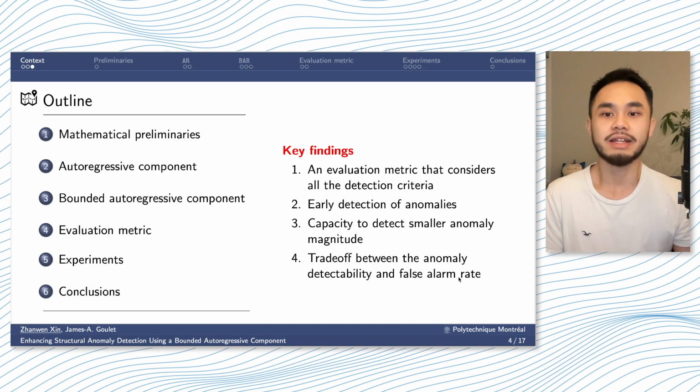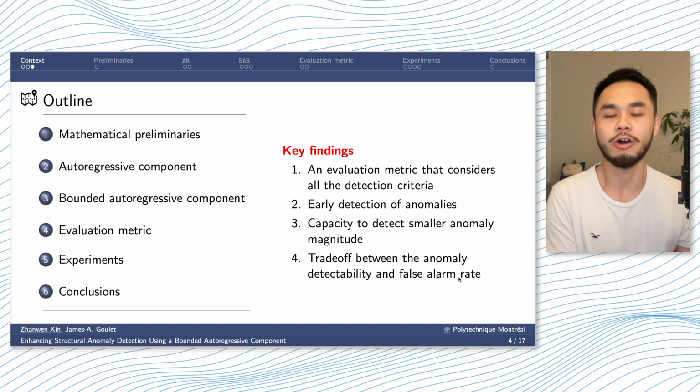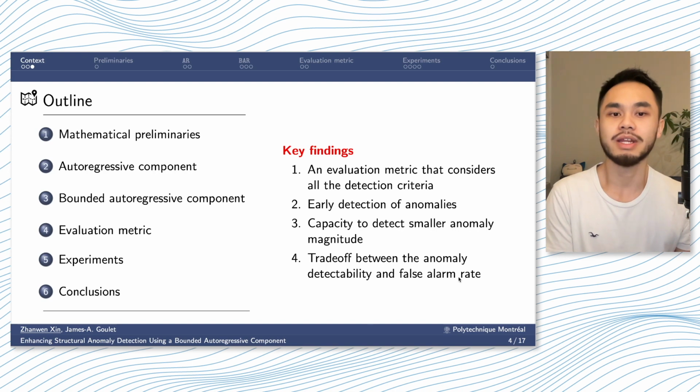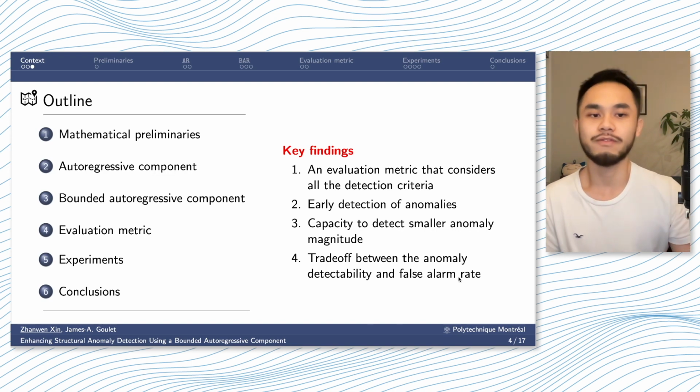So the key findings of our research include an evaluation metric that considers all the detection criteria that we just saw in the last slide, and a new component that allows early detection of anomalies and has the capacity to detect smaller anomaly magnitude and allow the trade-off between the anomaly detectability and false alarm rates.